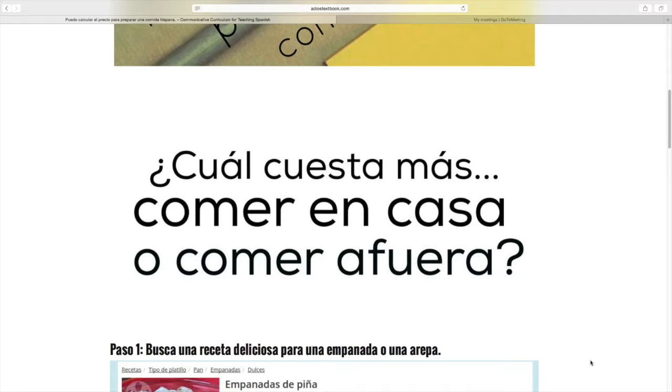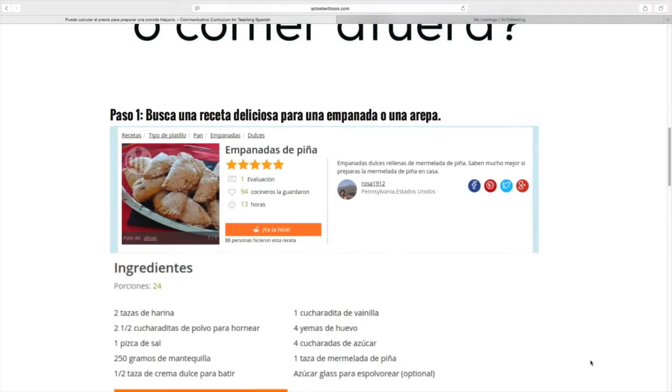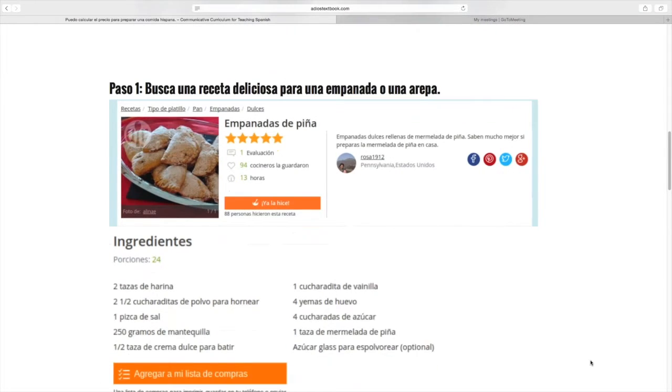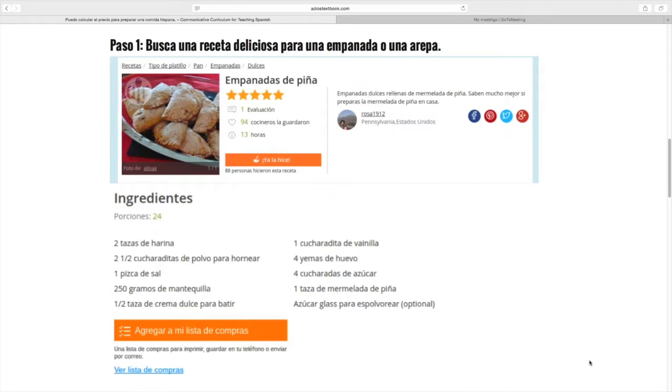But step 1 to this lesson is now going to say, find a recipe for either an empanada or an arepa, something that looks good to you. Before I send my students out to do this, though, I'm going to show them an example of what I'm looking for in class. So I found this recipe for pineapple empanadas.